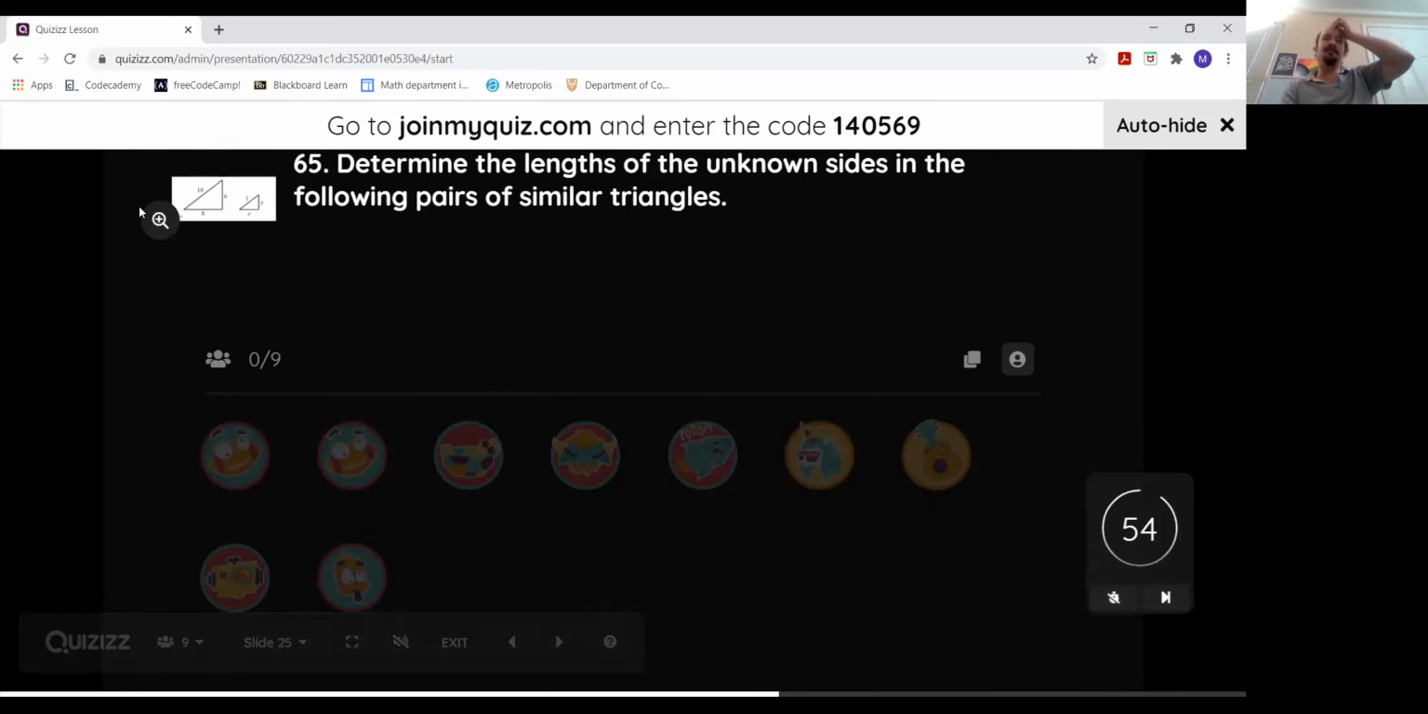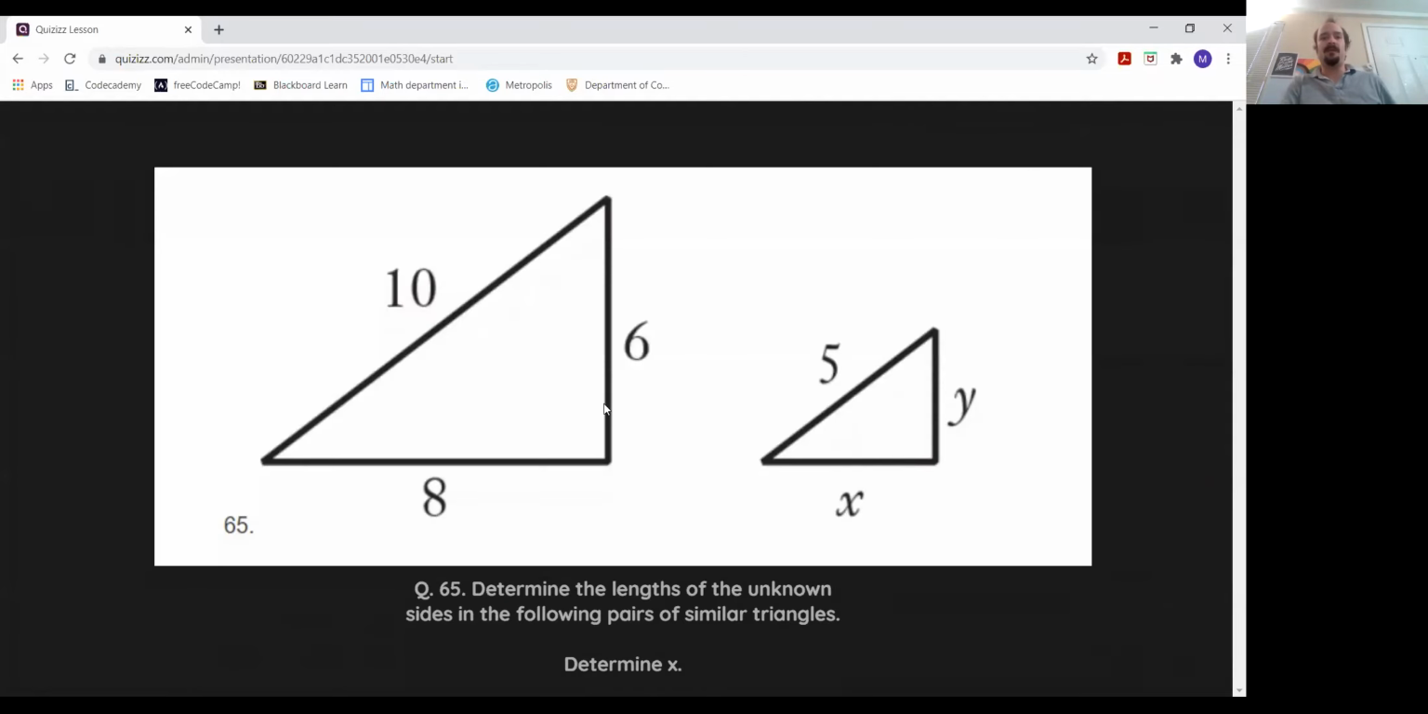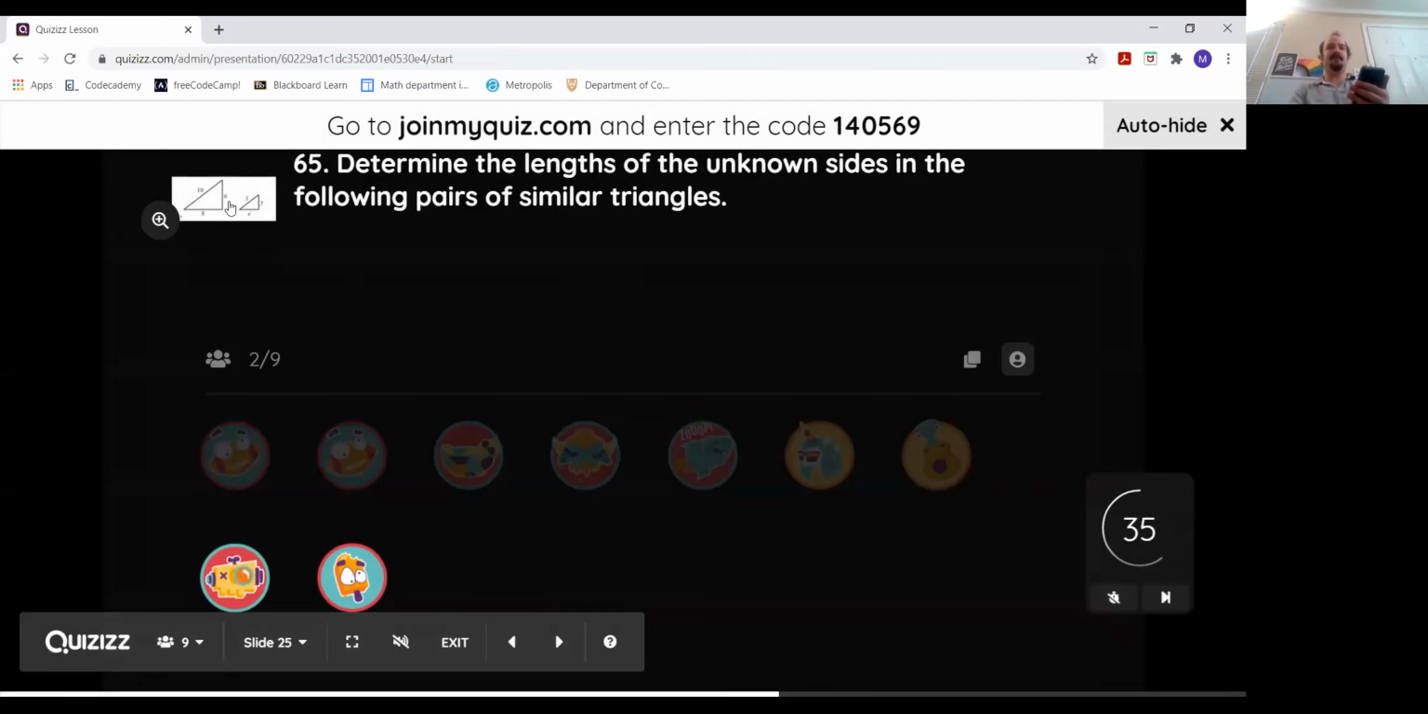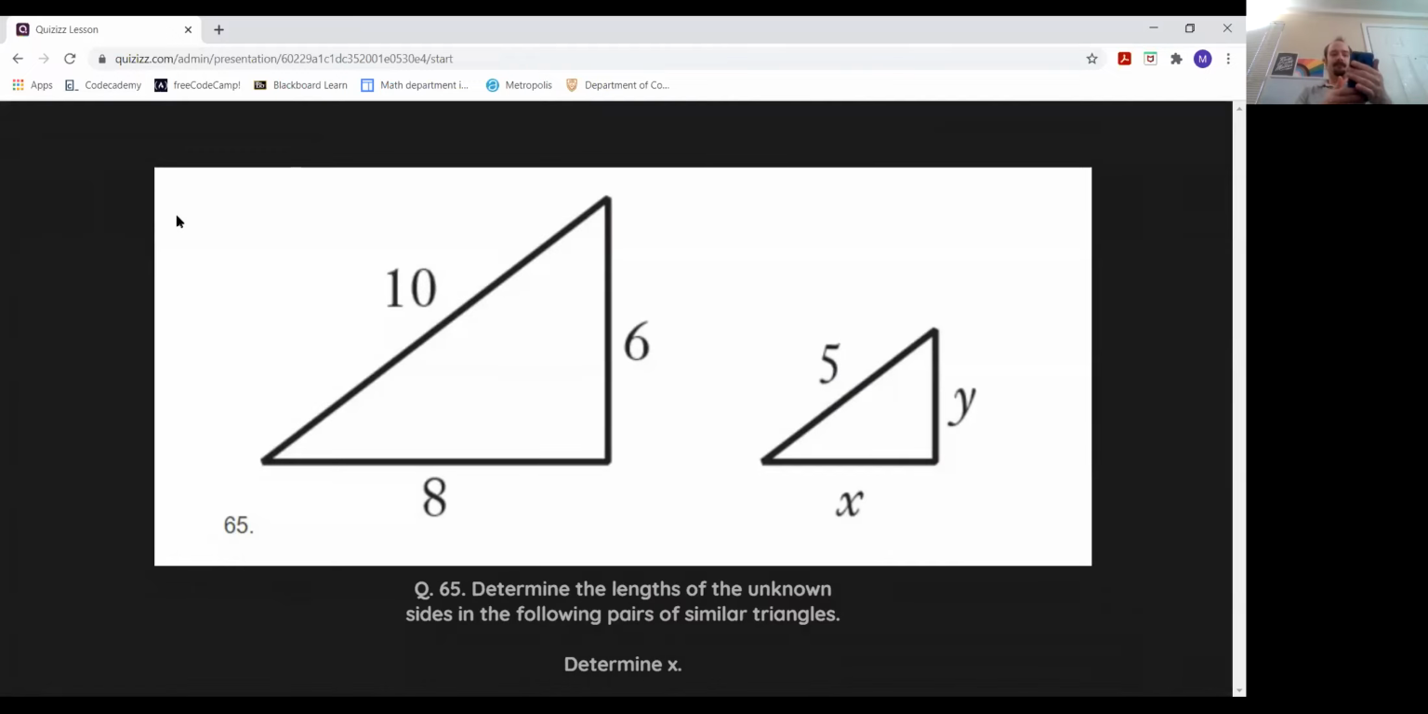Okay, so these are similar triangles. We want to determine x. So the first thing we want to find is x. These are similar, so we should be able to set up fractions, or there might be an easier way to do this one if I'm being honest. This one I feel like is easier. It's easy enough that you probably don't even have to set up fractions. There's an operation you can do that might be even easier.